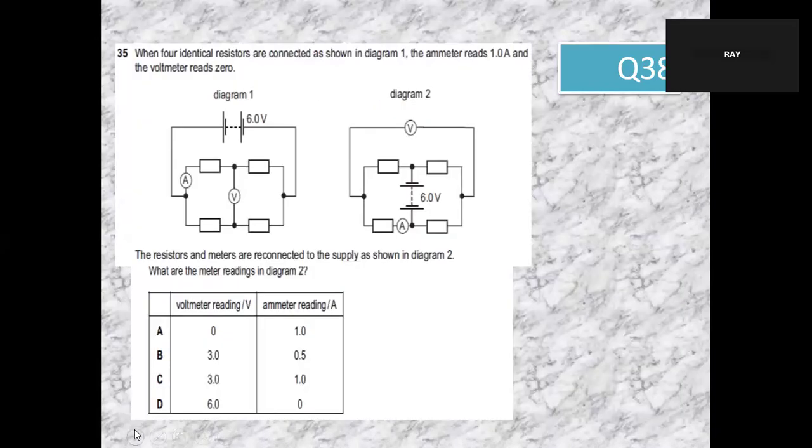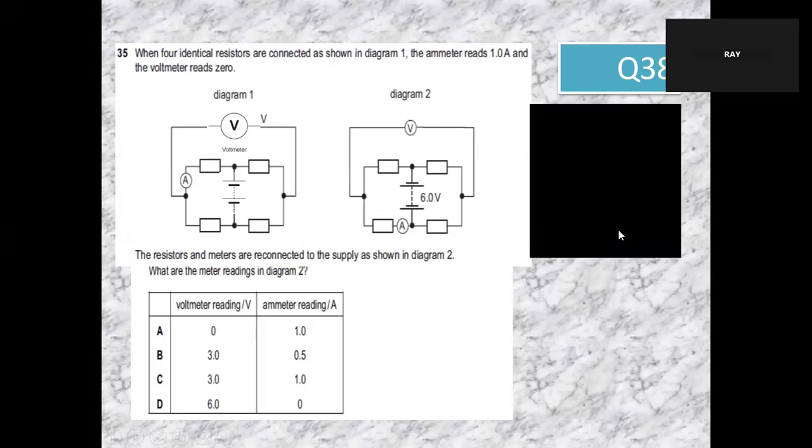I think it's C. Let's see. The battery outside there can be put inside here. It's the same thing. And the voltmeter can be put outside there. So it's more or less the same thing as these two, except that the ammeter is here, ammeter is there, the other side. The circuit is the same. The answer is A.